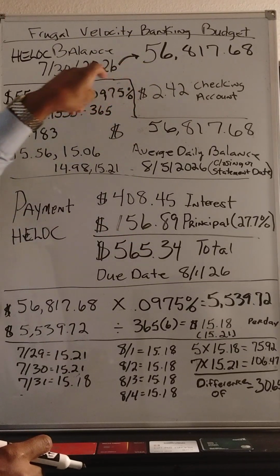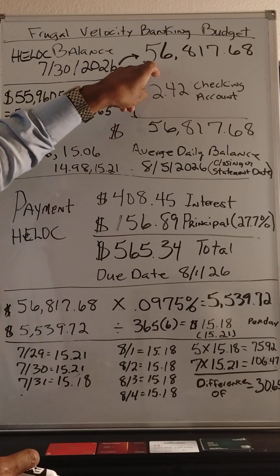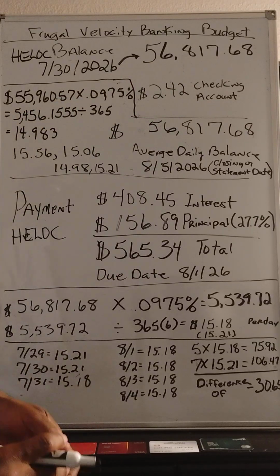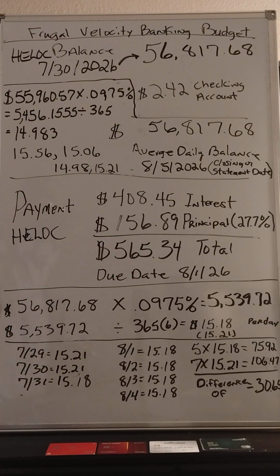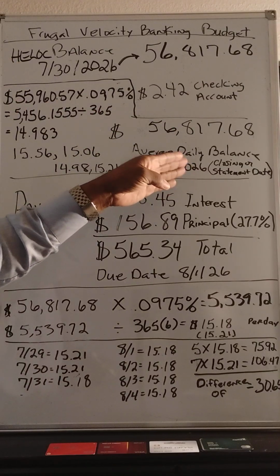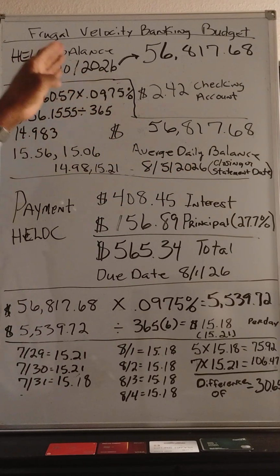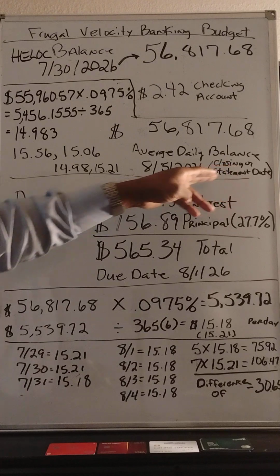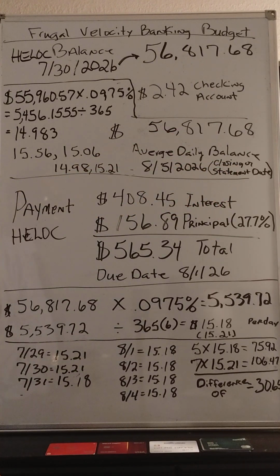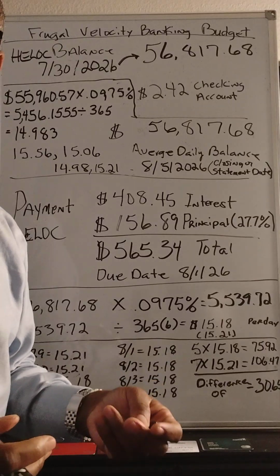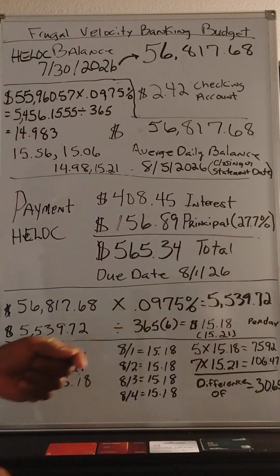So today, at 7:30, we have $56,817.68 in the HELOC. So the average daily balance will sit that way from the 30th to the 5th when there's a statement closing of $56,817.68, unless I come up with some more money or pennies to throw at it.